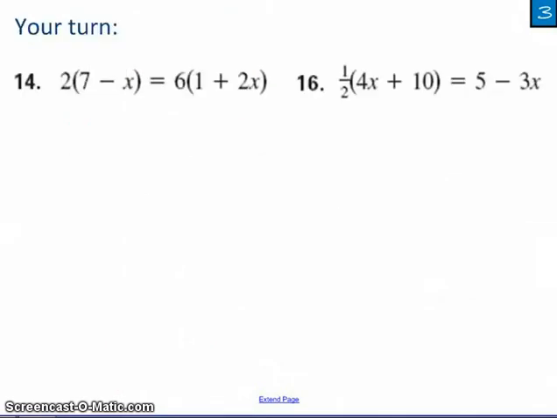2 for you to try. These are a little more challenging, but not a lot more challenging. Hit the pause button when you're ready to come back. I'll work through the answers for both.